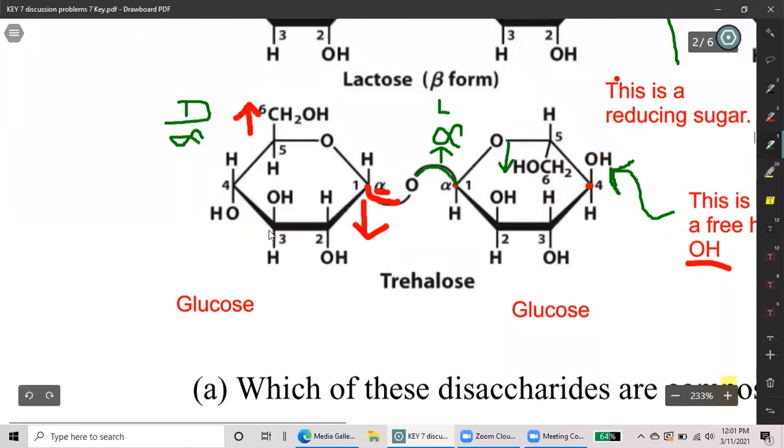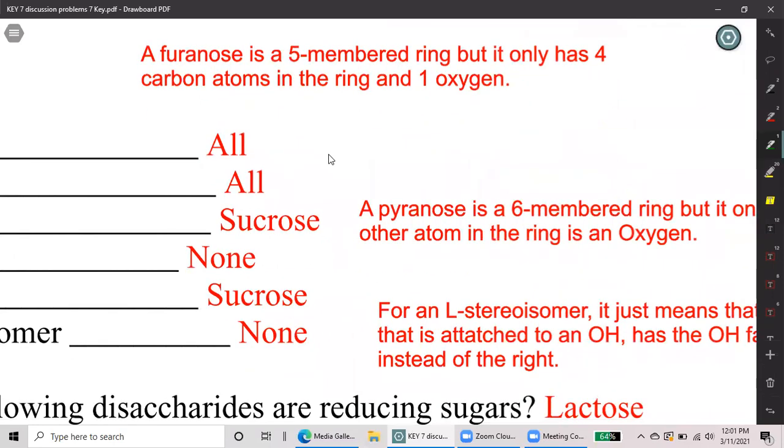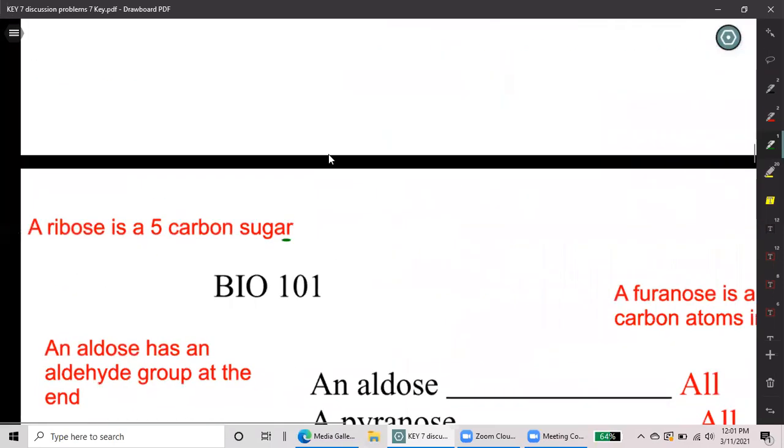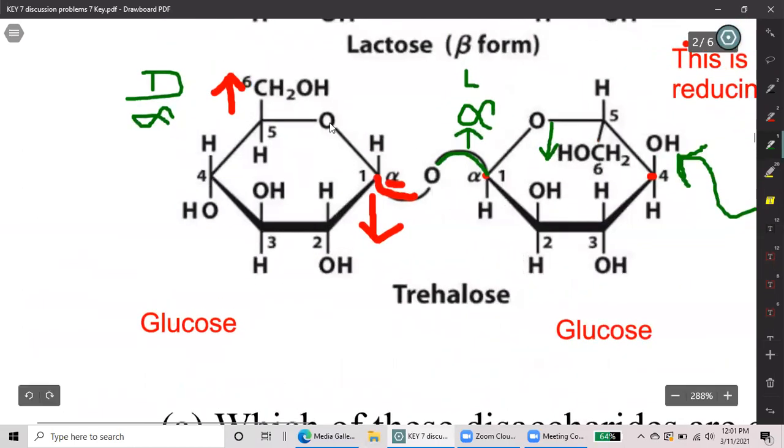Okay, so this qualifies for that definition of pyranose. It's a 6-membered ring, but only 5 carbons are inside the ring. So 6-membered ring, 1, 2, 3, 4, 5, 6. There's 6 members inside of this ring, but only 5 of them are carbons, and 1 of them is an oxygen. That's a pyranose.